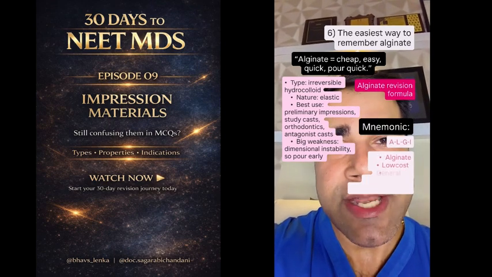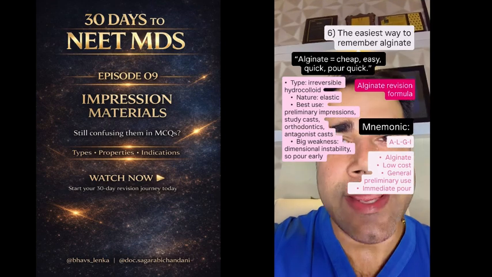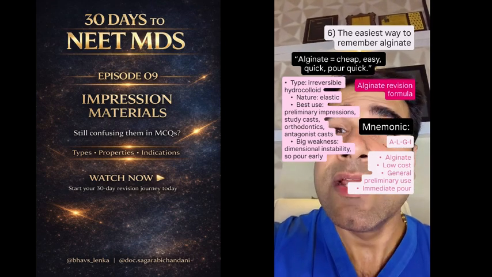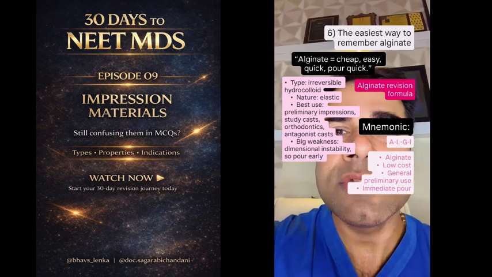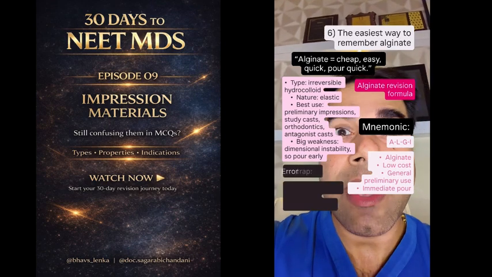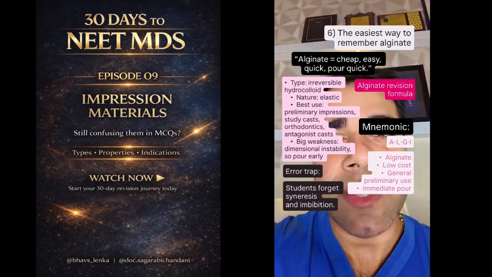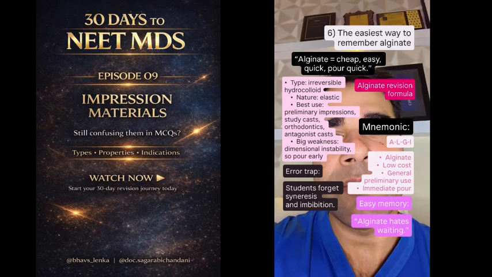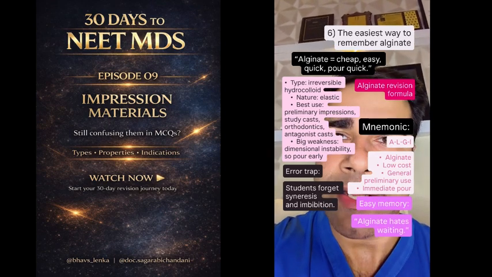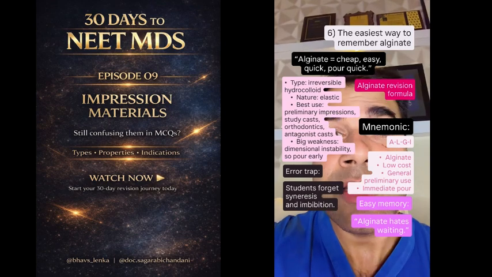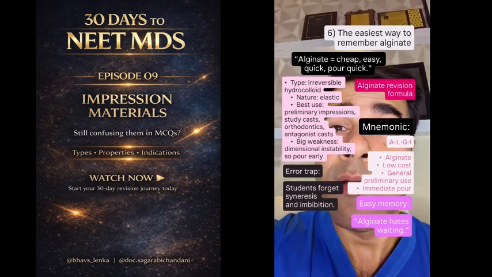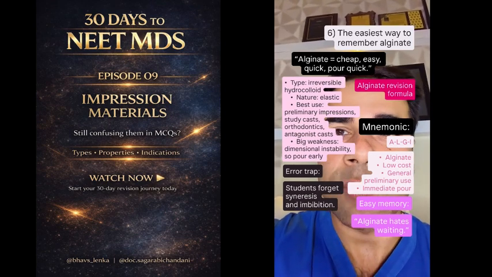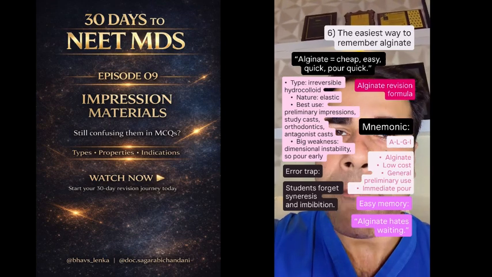Mnemonic, alginate is ALG. A alginate, L low cost, G general preliminary use, I immediate pour. Error trap, students forget syneresis and imbibition. Easy memory, alginate hates waiting. Syneresis loses water, shrinks. Imbibition gains water, swells. Both distort the cast, which is why prompt pouring matters.